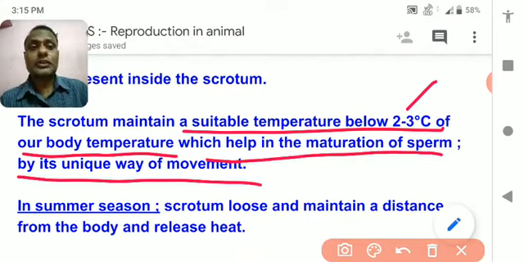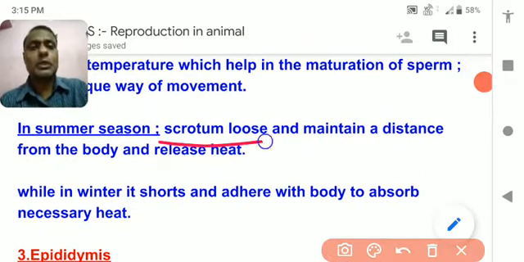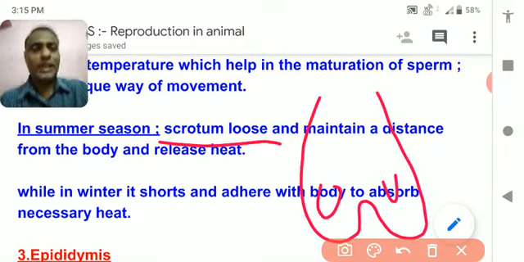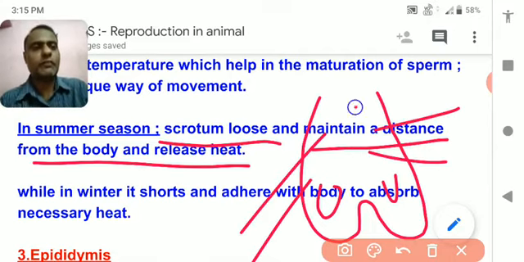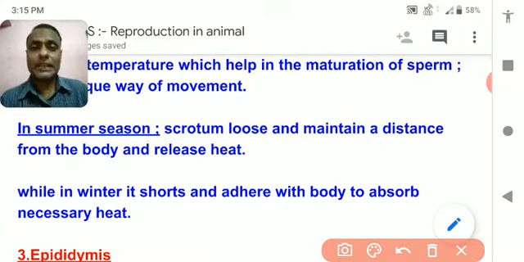Understood? So in the summer season, how does this scrotum act? The scrotum becomes long and maintains a distance from the body and releases lots of heat from the body, so that the heat cannot reach the testes and cannot harm the newly born sperms.